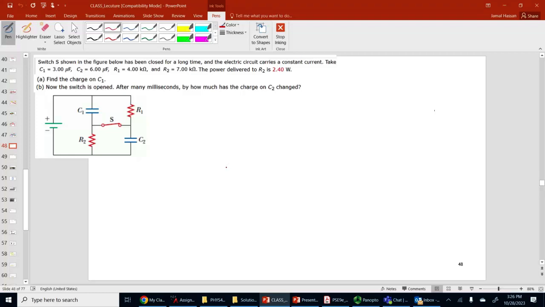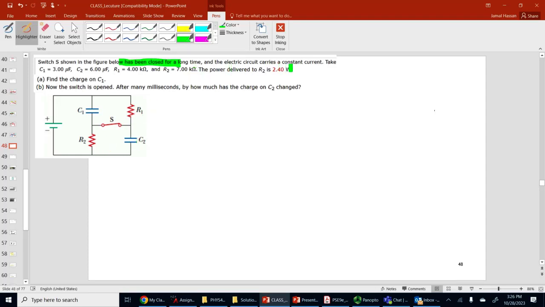Okay, this is another question. It's kind of difficult, I guess. We have switch S shown in the figure below that has been closed for a long time. So here it is similar to the previous question. That means capacitor 1 and capacitor 2 are fully charged and no current is passing through them, through C1 and C2. But that doesn't mean the current in the circuit is 0.